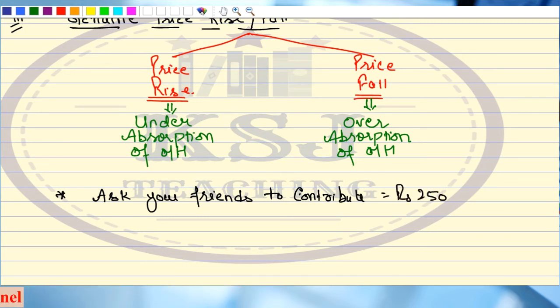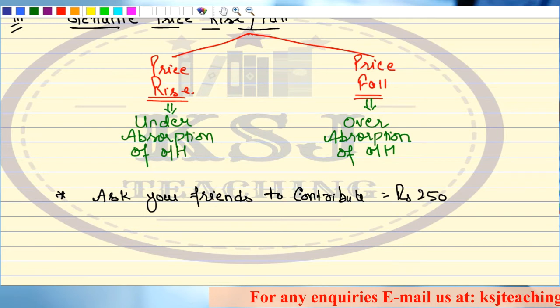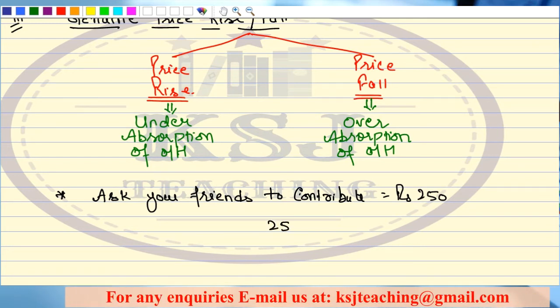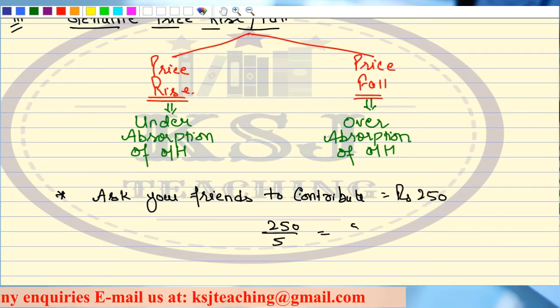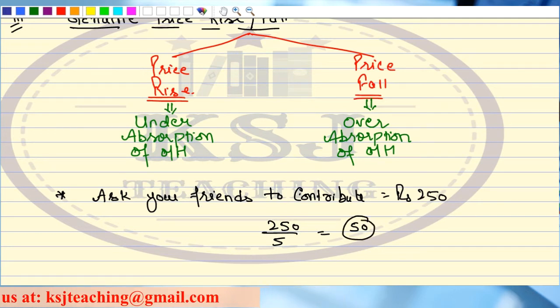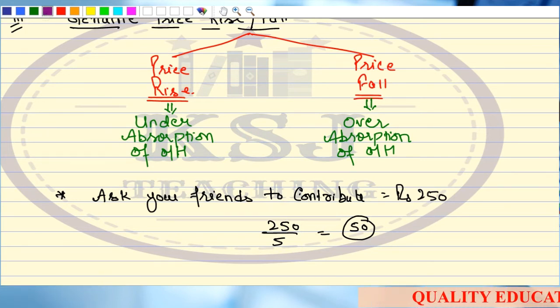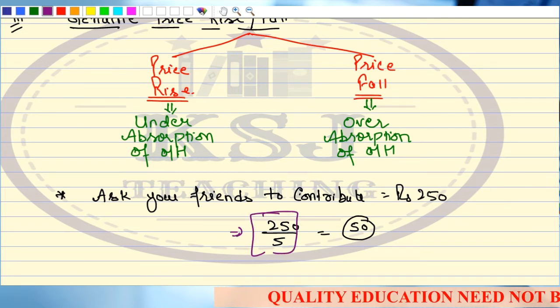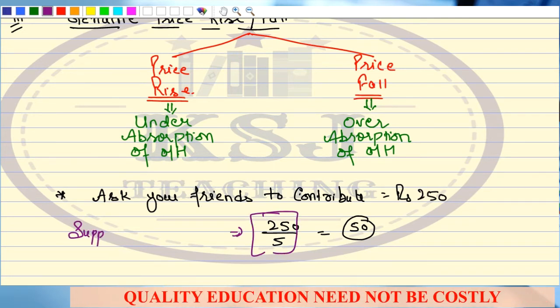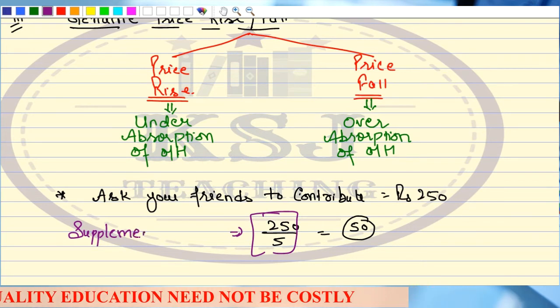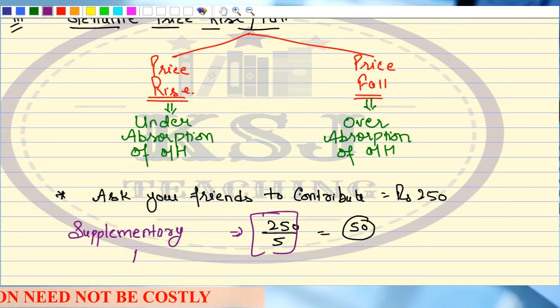But how will you decide how much should be contributed by each person? Sir, very simply, you will say 250 divided by 5 friends, 50 rupees each. Right? This is how you can decide it. Simple, sir. Very simple. There is no harm in this. Now, this calculation is called the supplementary rate.